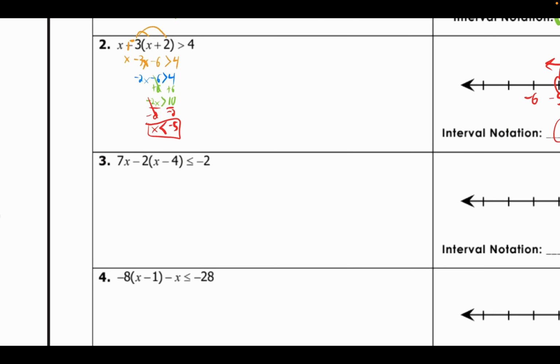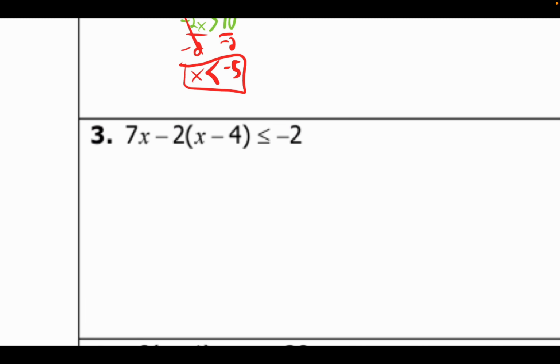Number 3 here, we once again have to distribute. This time we're distributing a negative 2, so I'm going to make this plus a negative 2. I bring down the 7x as it's not changing yet. Negative 2 times x is negative 2x, and negative 2 times negative 4 is a positive 8. Be careful with these two negatives, that we make sure that's positive.